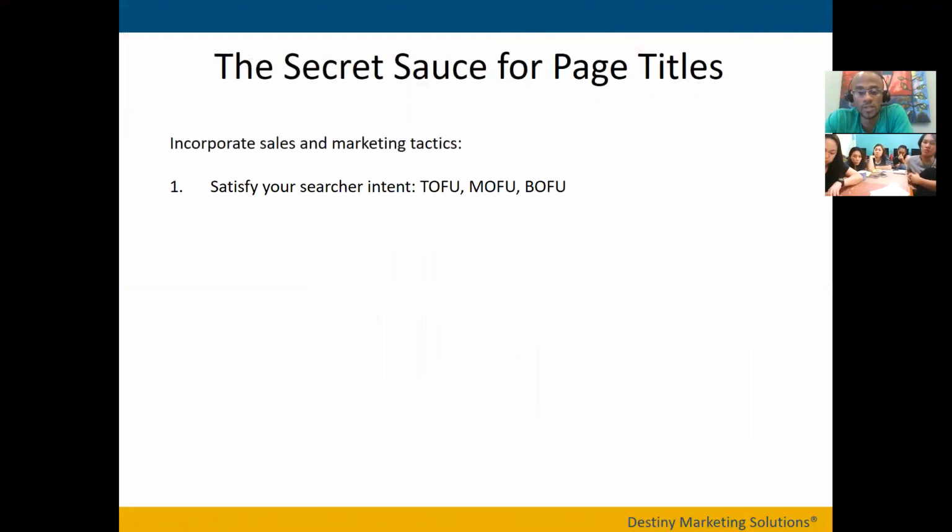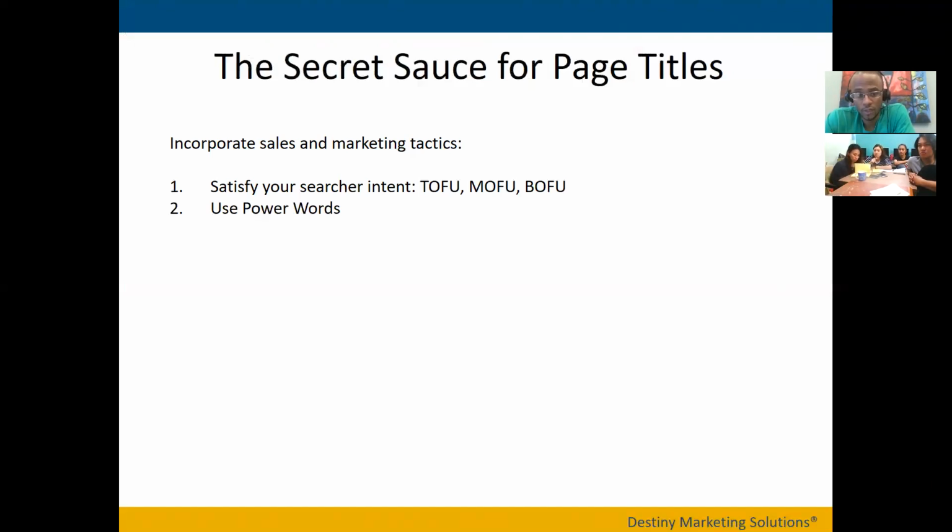So, for example, someone who is just looking for general advice on how to be a better photographer, an example page title would be 7 ways to take more vibrant photographs. That would be a good example. But let's say someone is ready to work with a photography expert. A good page title there would be 5 things to look for in a photography expert. So depending on where they are in the funnel, you want to make sure that your page title reflects that.